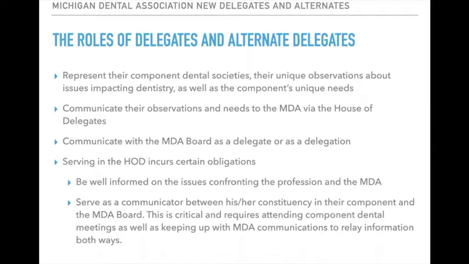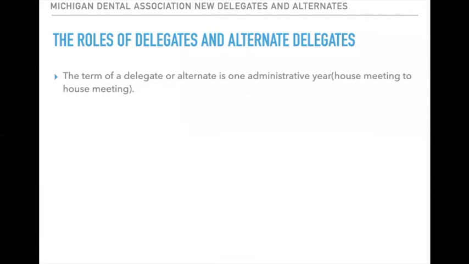And I know you as delegates and alternates, you will get a lot of communications starting up right now and rolling through April 17th and 18th. So going through and paying attention to that. If you can invest a bit of time just to roll through and look at past actions, and you'll see more later on where you can find those. But the best way to find all that information is through the MDA website. Signing into that and going to the House of Delegates page, and you can find all that past information to look at too. So the term of a delegate or alternate is 1 administrative year.